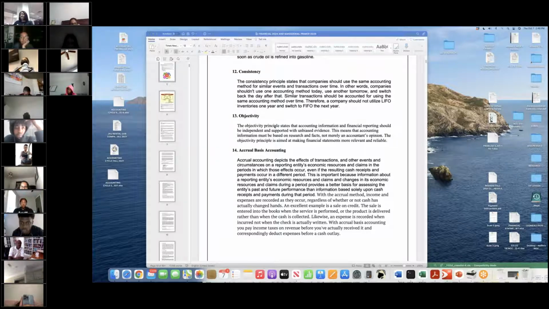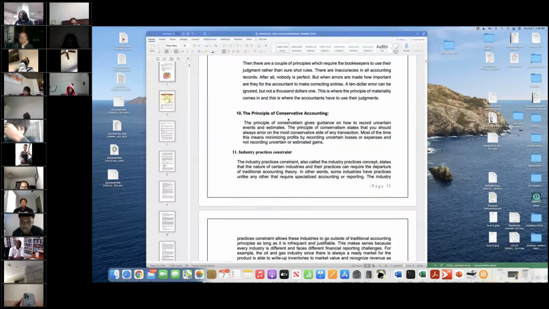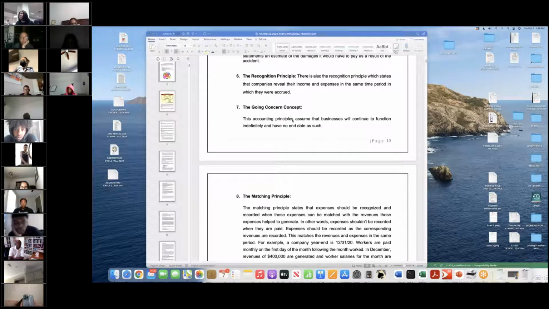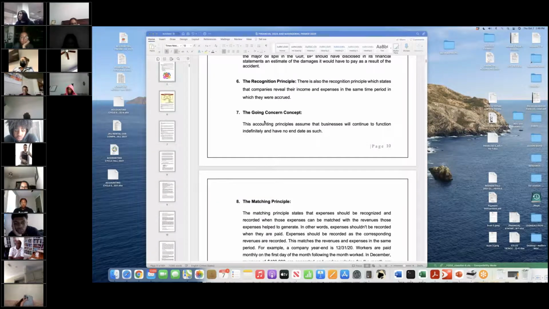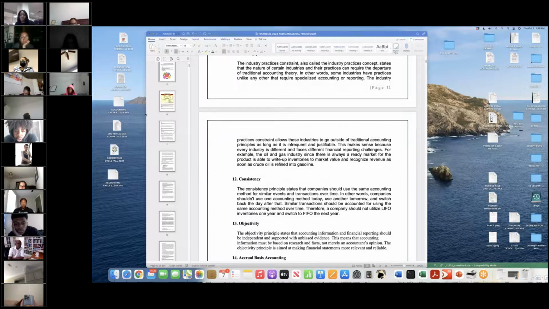So look at the information on accrual basis accounting, the matching principle, and the recognition principle. And these are going to guide us in our discussions as we work on adjusting entries.